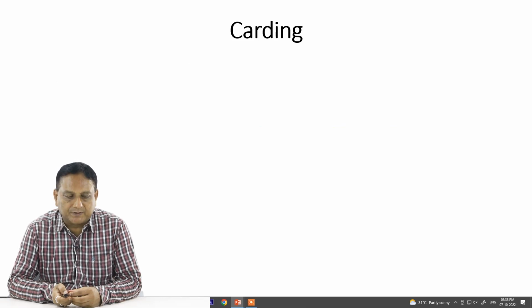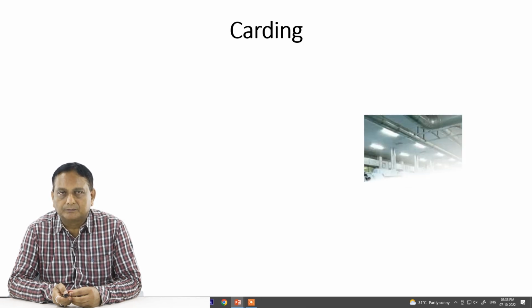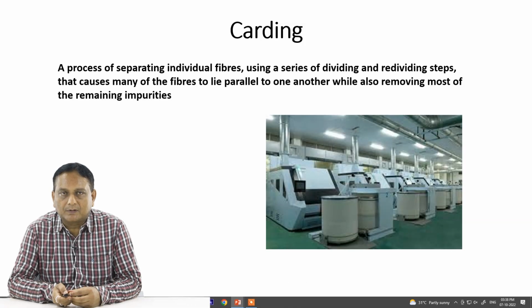Now let us go into the next process, that is called the carding operations. What happens in carding? As you can see in the figures of the carding operations, what does it do? This is the process of separating the individual fibers by using a series of dividing and redividing steps that causes many of the fibers to lie parallel to one another, while also removing most of the remaining impurities. So that is carding.